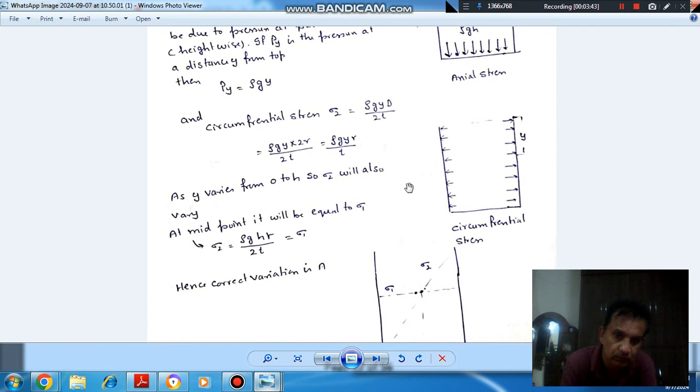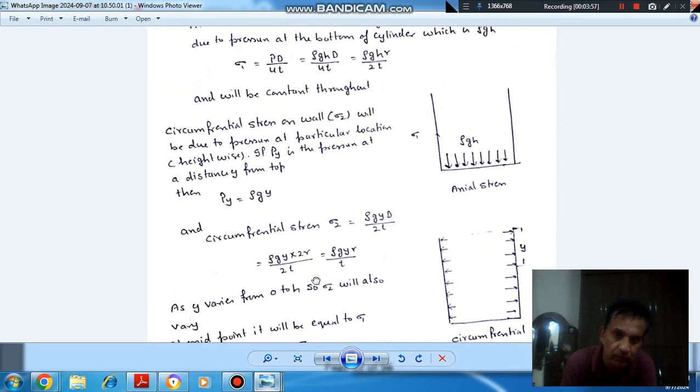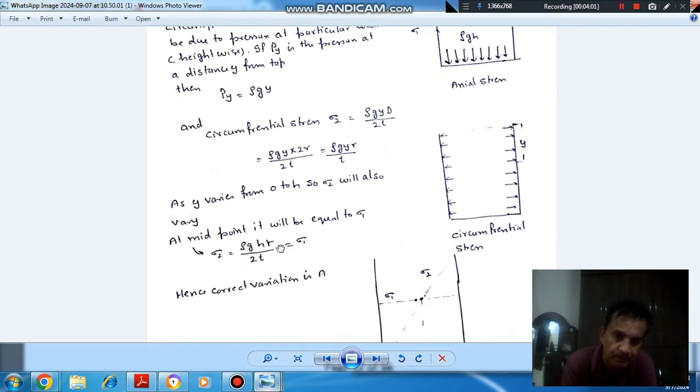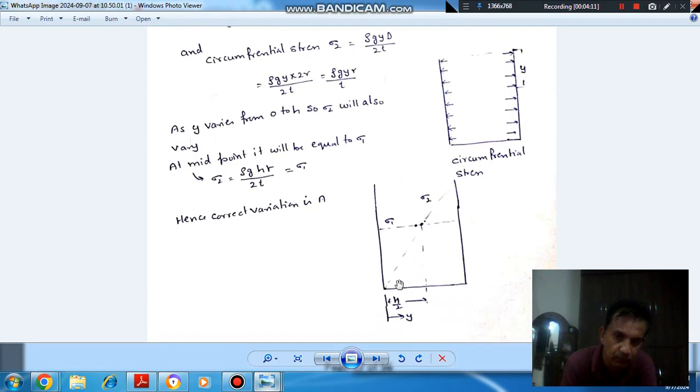So this will vary with y, and at h by 2, if we put y equal to h by 2, it will be rho ghr by 2t, and this is also the magnitude of sigma 1. So at h by 2 the magnitudes of the two stresses will be the same. Sigma 2 and sigma 1 are the same at this location. So this is h by 2, this is y.